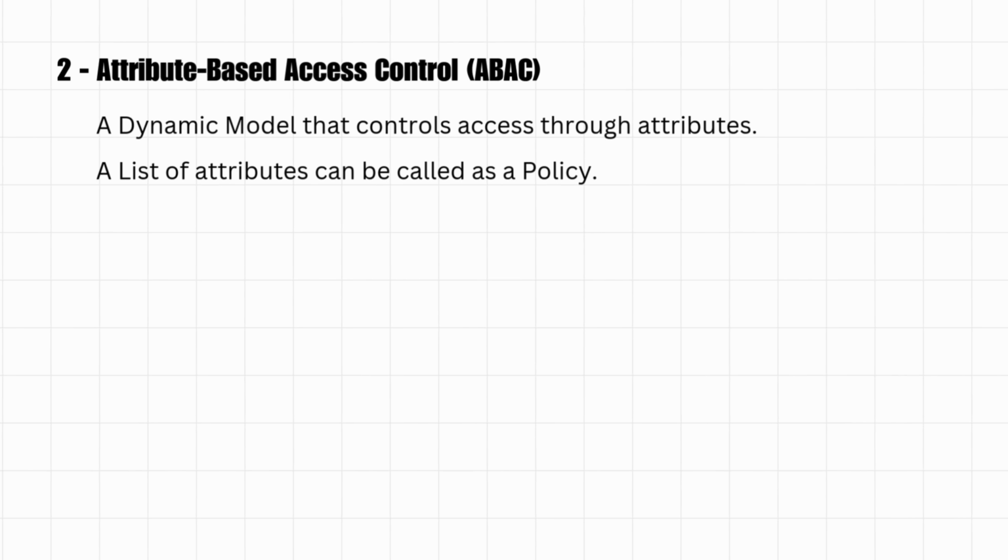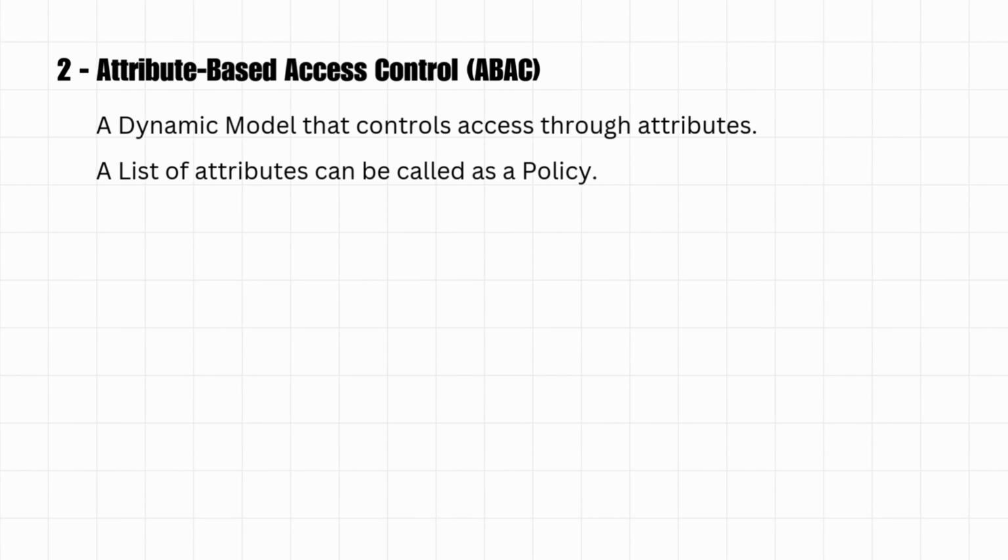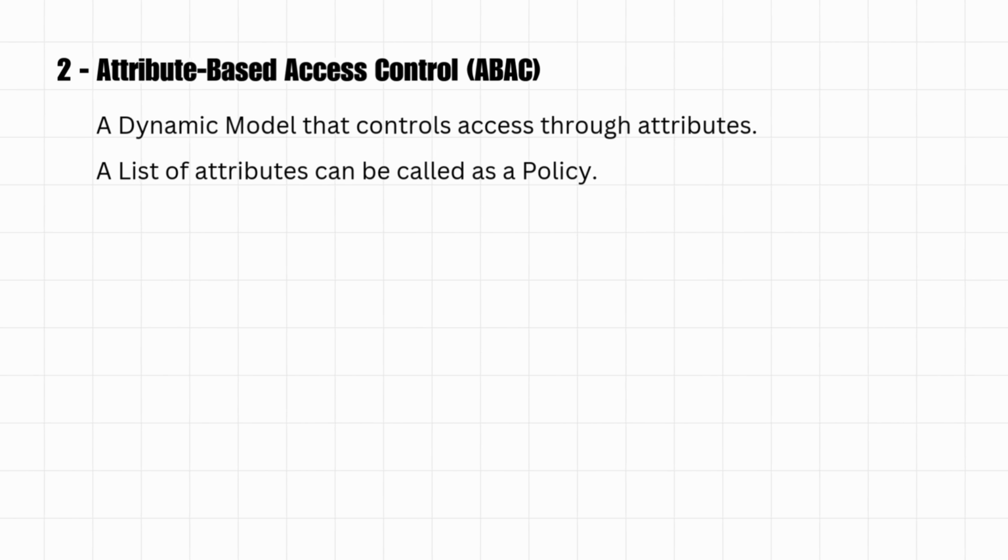Now the second one is attribute-based access control, which is ABAC. ABAC is a dynamic authorization model where access is granted based on attributes of the user, the resource, and the environment. ABAC uses policies that check multiple attributes before granting access.